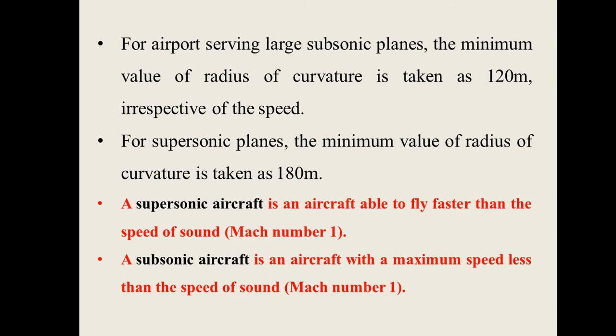For airports serving large supersonic planes, the minimum value of radius is 180 meters, and for subsonic planes it is kept as 120 meters. A supersonic craft is able to fly faster than the speed of sound, and a subsonic aircraft can fly at a maximum speed but less than the speed of sound.